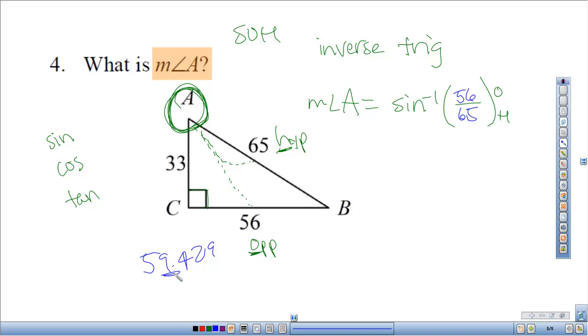59.489. And usually we just round to the nearest whole degree, so I would look at the 4, and it would tell me to leave the 9. So the measure of angle A should come out to be 59 degrees. Okay, you could have done this problem totally correctly using cosine or using tangent. You would still get 59 degrees as long as you set it up right. When they give you all three sides, you just pick 2 and use the ratio that goes with the 2 sides that you picked.